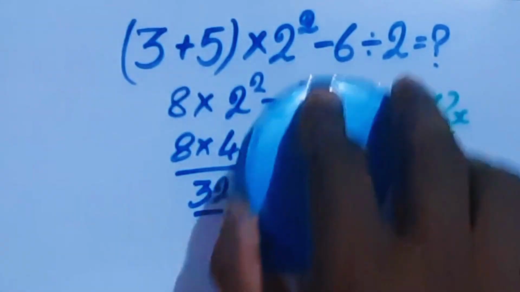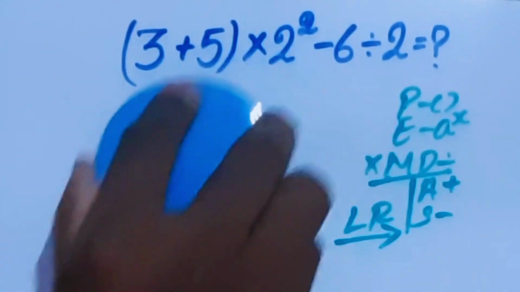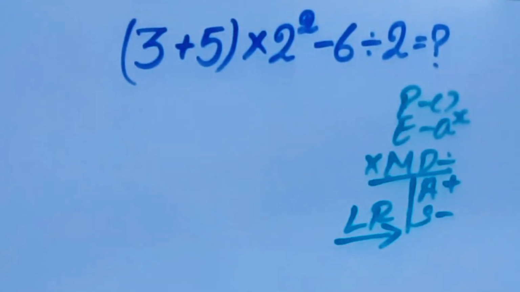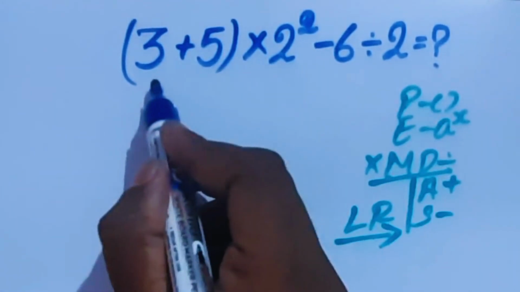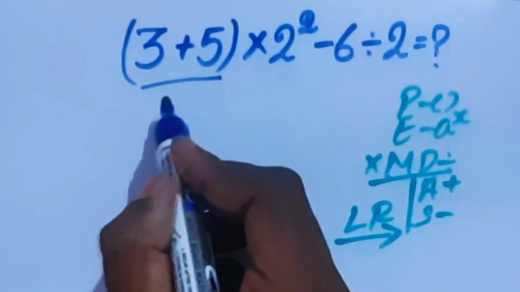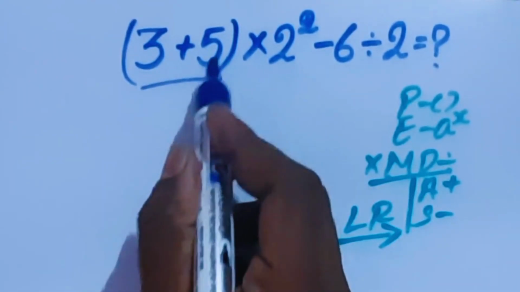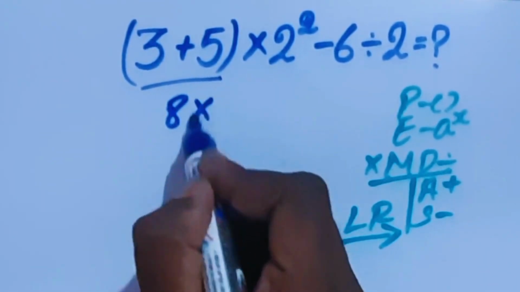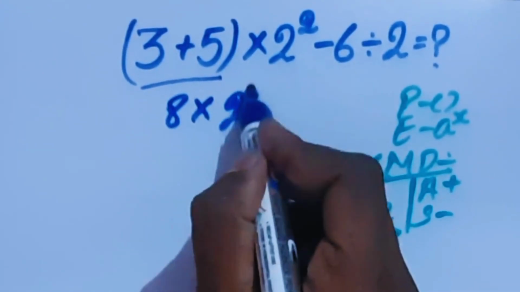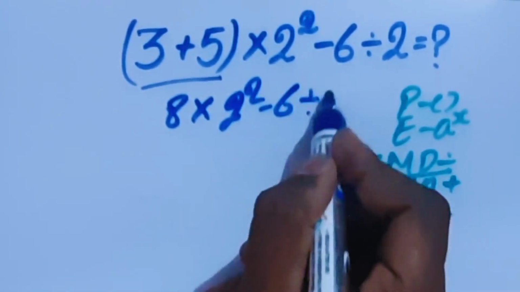Now we are going to solve this problem in the correct way by using this order of operations PEMDAS. As per this order of operations PEMDAS, the bracket is higher priority, so we have to do this bracket before any other operation. Here 3 plus 5 is 8 times 2 power 2 minus 6 divided by 2.